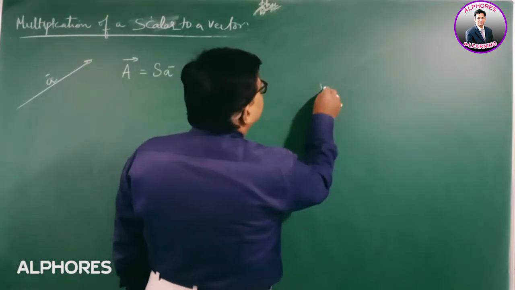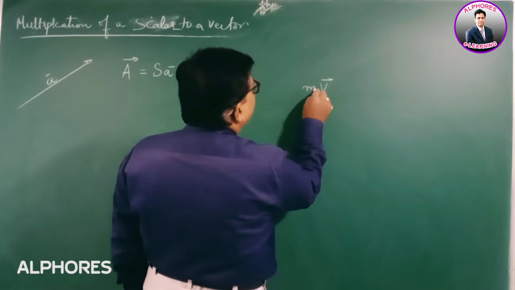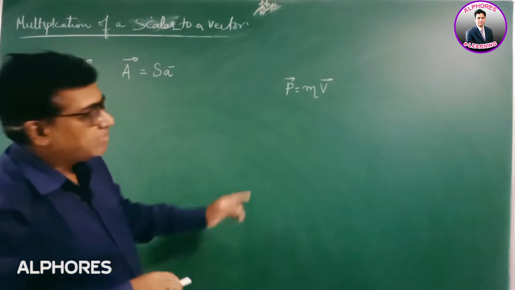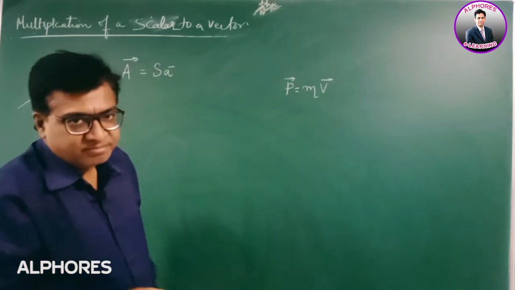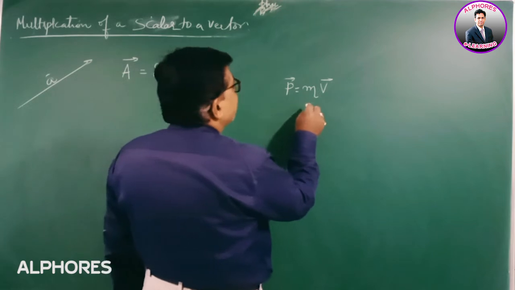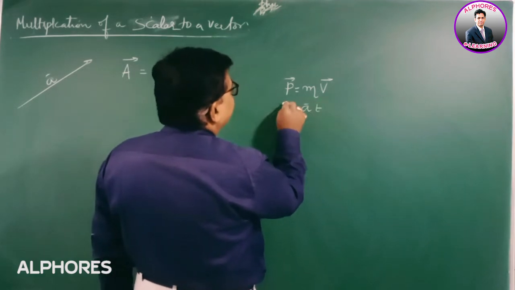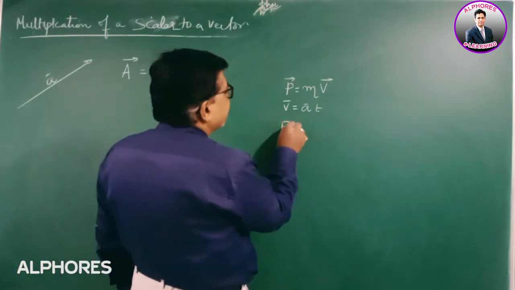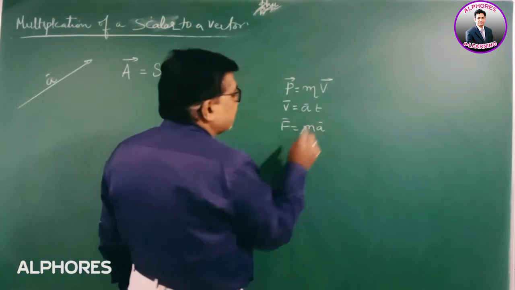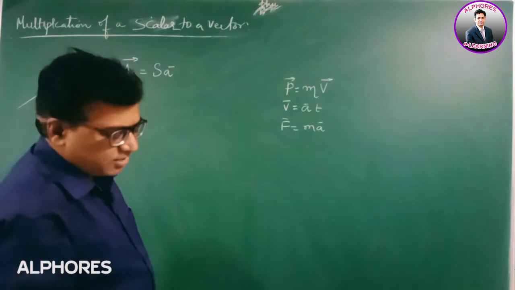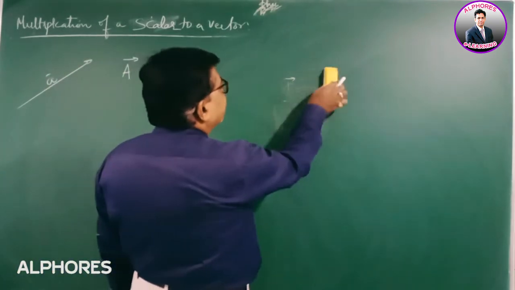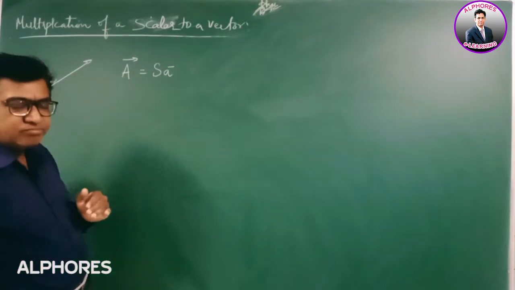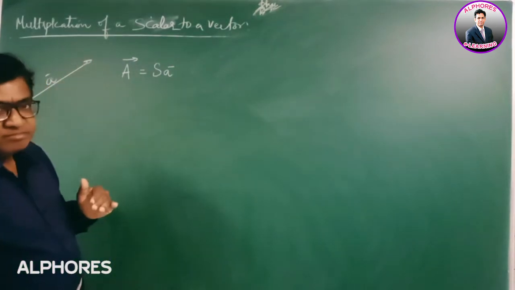Example, velocity. When I multiply by mass, I get momentum. Well, momentum is a vector, and momentum has the same direction as that of velocity, isn't it? Similarly, acceleration into time gives velocity. Force F is equal to mass into acceleration, and so on. So this way, you can multiply a scalar to a vector. Whenever a scalar is multiplied to a vector, it yields a vector, A bar.